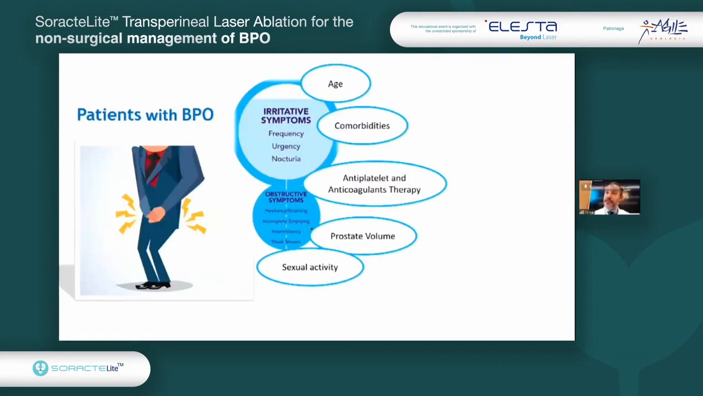They may have different comorbidities. They may use therapy like antiplatelet or anticoagulant therapy. They may have different prostate volume, which drives the decision in a different way about the different surgical treatments available. And also they may have sexual activity or not. They may be younger and healthier, or they may be older with several differences in terms of sexual activity. So this may drive the decision to go towards surgical treatment and different surgical treatments.